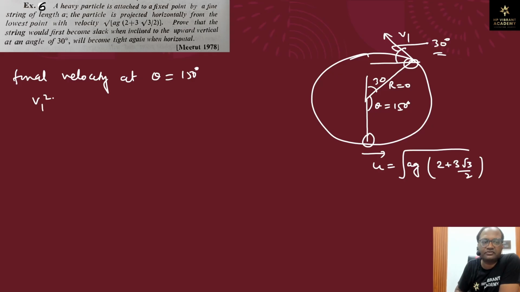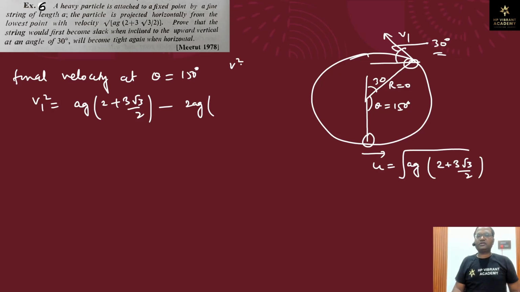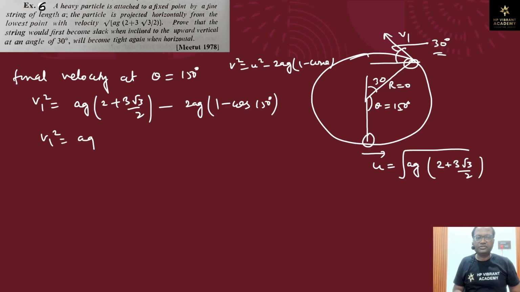Okay, so we have v1 square is equal to u square minus 2ag(1 minus cos theta). What is the final velocity? v square is equal to u square minus 2ag(1 minus cos of theta), where theta is 150 degrees. So v1 square is equal to ag times (2 + 3 root 3 upon 2) minus 2, and cos 150 is minus root 3 upon 2, so this will be plus.